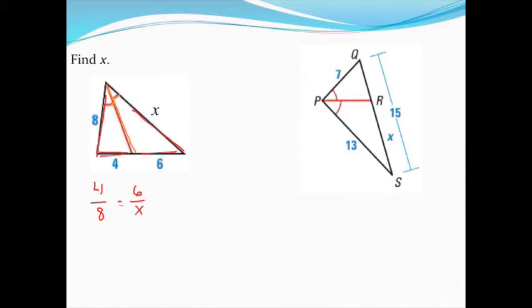Well, let's go ahead and get the answer right now. So I'd say 4x is equal to 48, and then dividing both sides by 4, I get an answer of 12, so x is 12. Now that's not hard to do.